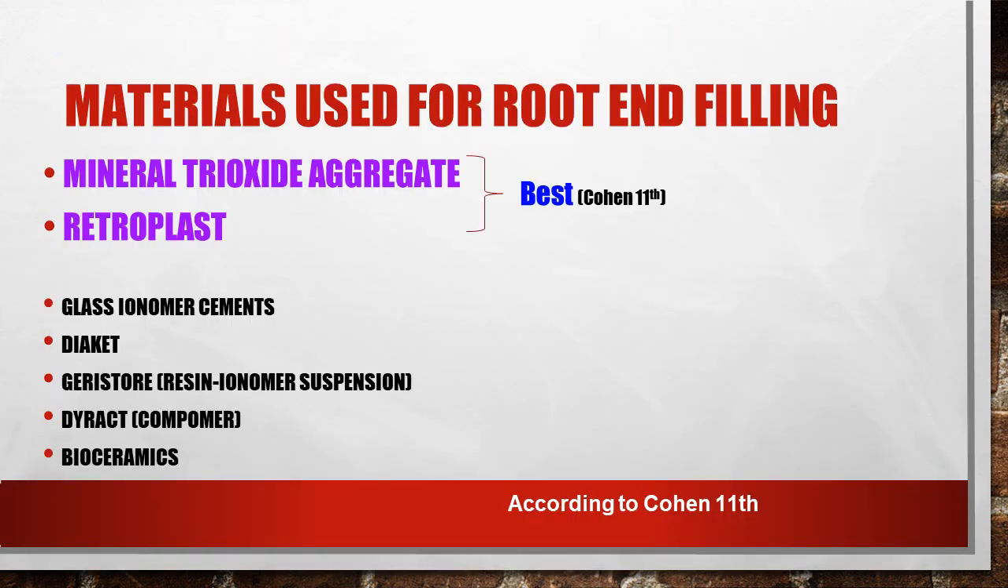Retroplast is another material which can be used. It has also been proven to show considerably good results, so you can use that as well. The other materials like GIC, Diacat and resin ionomer are all very technique sensitive, so you have to be able to achieve a significantly high dry field when you are about to place the restorative material. So it's going to be tough, because definitely the exudate and blood are going to be contaminating your field.